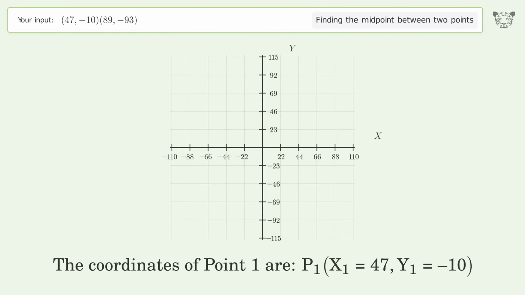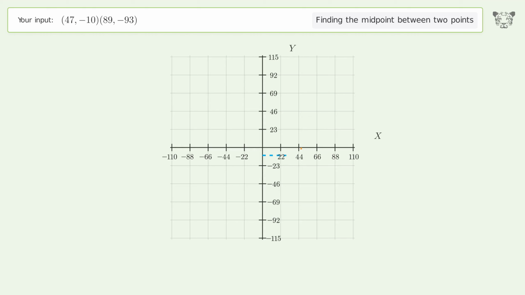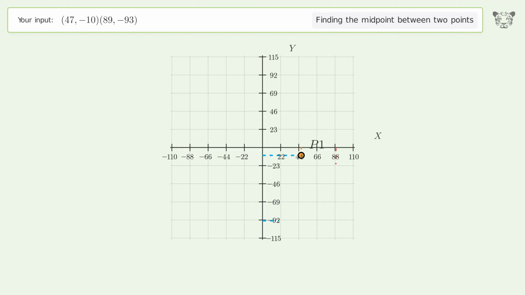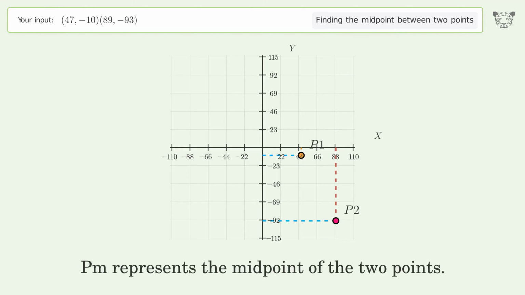The coordinates of point 1 are, x1 equals 47, y1 equals negative 10. The coordinates of point 2 are, x2 equals 89, y2 equals negative 93. PM represents the midpoint of the 2 points.